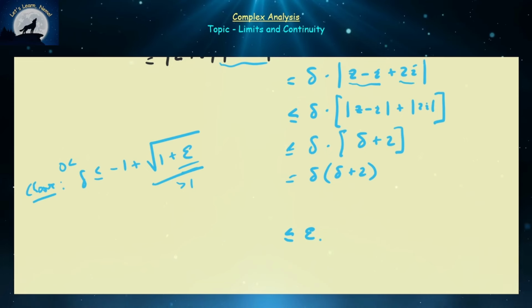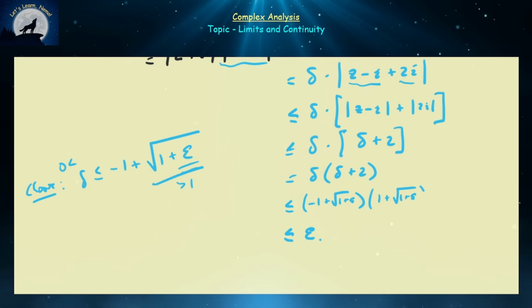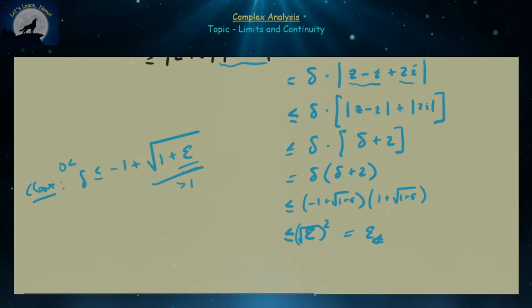So this is going to be less than or equal to delta, which is negative 1 plus the square root of 1 plus epsilon, times 2 plus that thing, which is going to be 1 plus the square root of 1 plus epsilon. And you should find that that is indeed going to be equal to the square root of epsilon squared, which will be equal to epsilon, which completes our proof that the limit as z approaches i of z squared is indeed equal to -1.